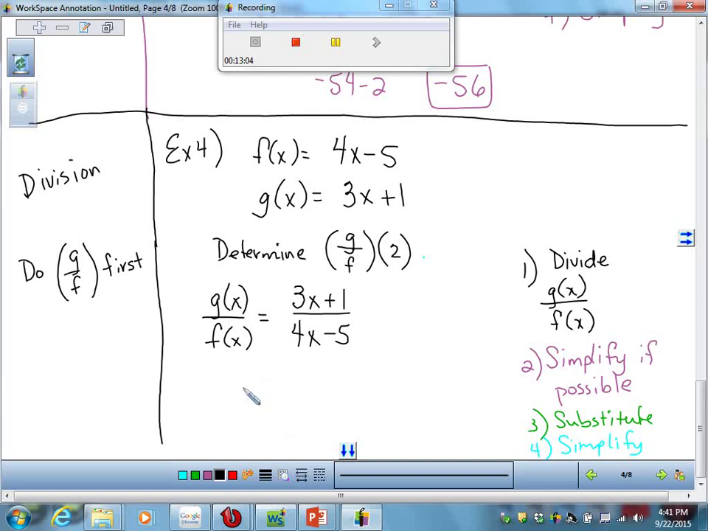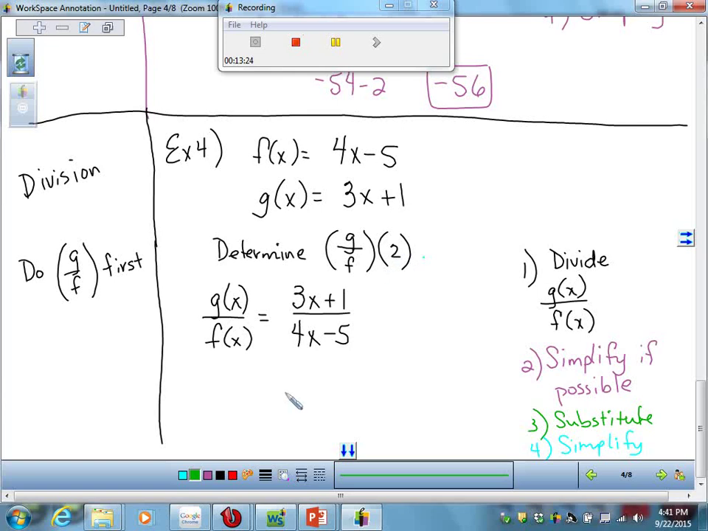And then the next thing we're going to do, we're going to simplify it if possible. These x's right here I cannot cancel out because this is addition and this is subtraction. You can only cancel out x's if you have multiplication all the way across. So no simplifying. So now we go to step 3.